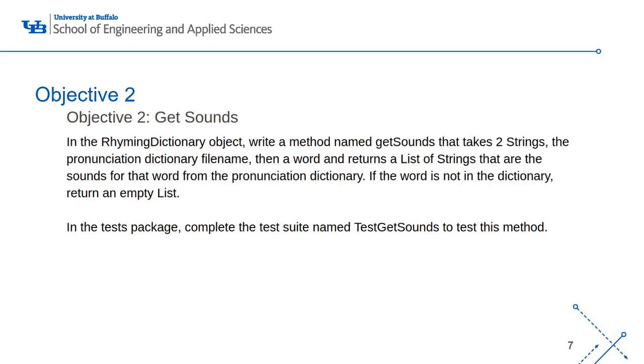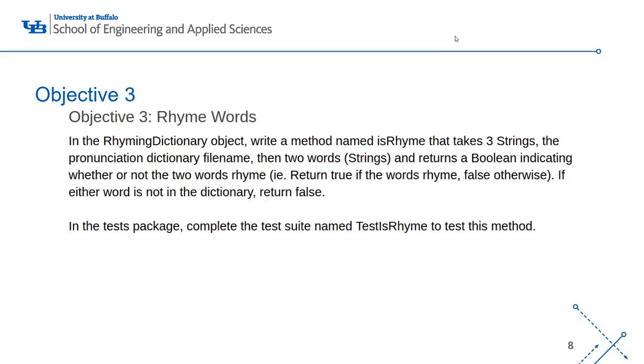Objective 2. In the get sounds objective, you'll actually be parsing the CMU pronunciation dictionary and be returning a list of strings that are the sounds for the word that is requested. You can check this method in the GUI as shown previously. Objective 3. In the rhyme words objective, you'll write a method that takes two words and tells you if they rhyme. Please note that for objectives 2 and 3, you'll likely end up reusing the methods that you wrote in your previous objectives. This is okay and actually encouraged to minimize surface area for errors in your code.